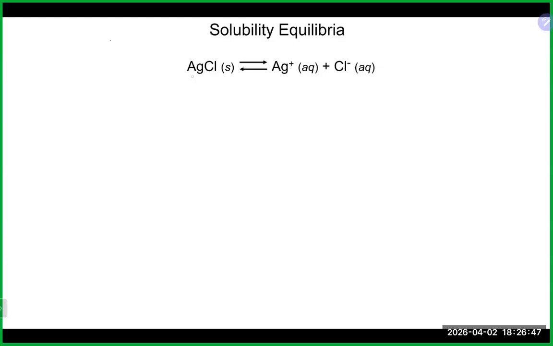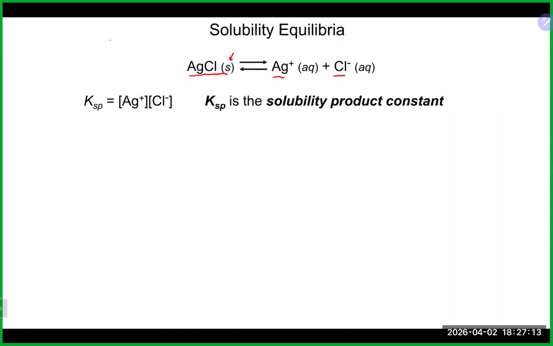And it will look something like this. We have our solid silver chloride, and it will break apart into our ions. And because it will set up this equilibrium, we can write, of course, an equilibrium expression for it, which is known as Ksp. In this case, it's going to be just like any other equilibrium expression, products over reactants. And here we have a solid, so we're not going to include it in the equilibrium expression. Ksp does stand for the solubility product. It is, as I mentioned a second ago, the equilibrium constant for things that are basically insoluble.